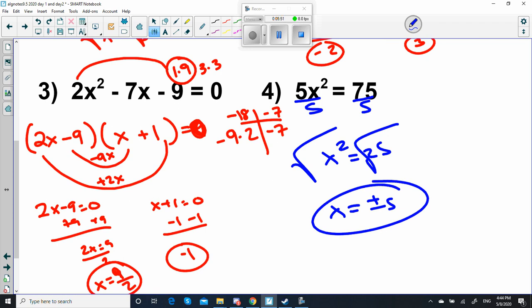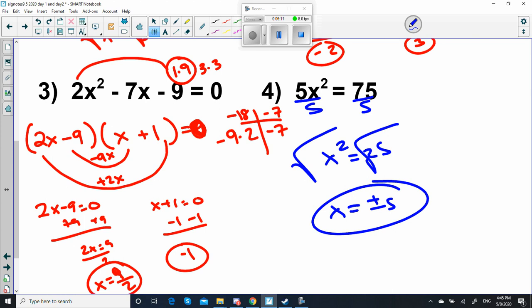Now you could factor it. You could have subtracted 75, taken the GCF of 5 out, and then it would have been a difference of squares, and you could have set those both equal to 0. That would have worked. The quadratic formula will also work on all of these. You'll get the same thing. Regardless of the way that you choose, you still get the same answer.